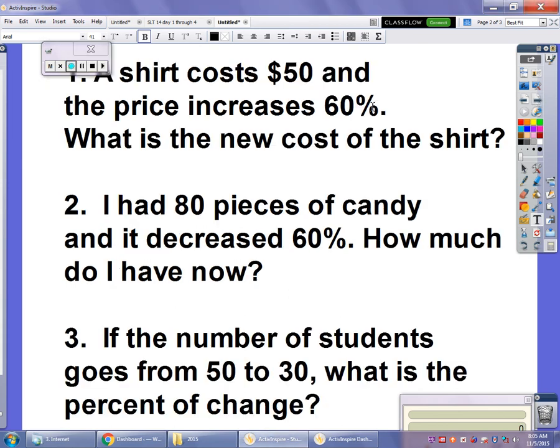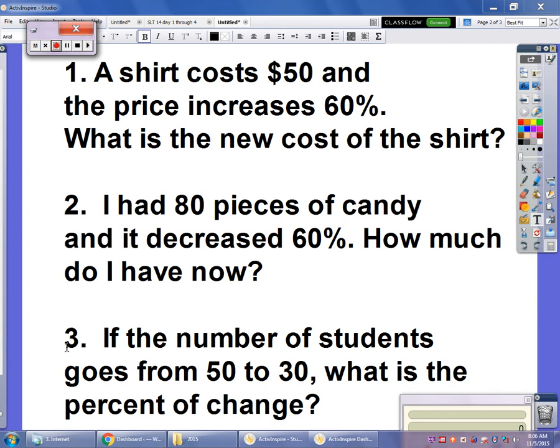So here are the three questions. A shirt costs $50 and the price increases 60%. What is the new cost of the shirt? That's question one. Question two, I had 80 pieces of candy and it decreased 60%. How much do I have now? And question three, if the number of students goes from 50 to 30, what is the percent of change?